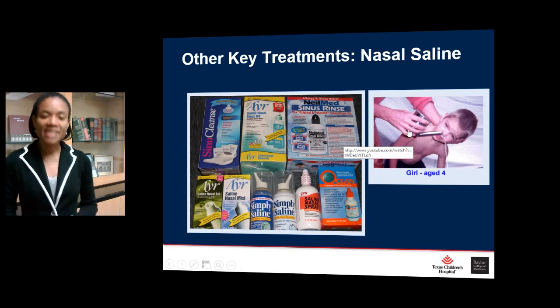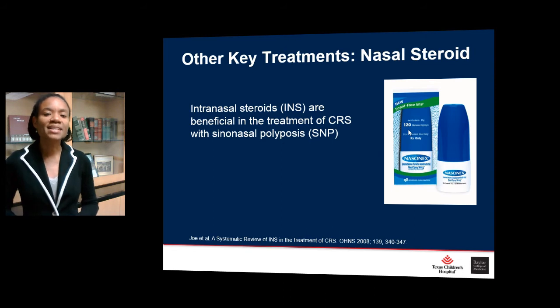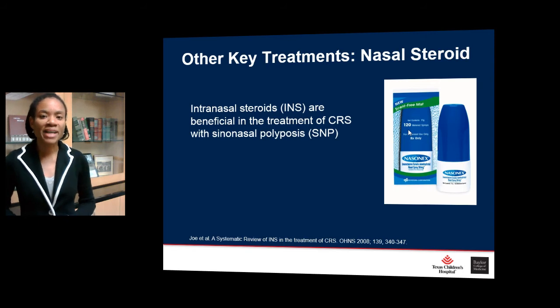The other key nasal management is using nasal steroids, and this is just an example of one that's approved for children down to the age of 2. This is Nasonex, and this is administered as one spray daily for at least 4 to 6 weeks for maximum benefit.